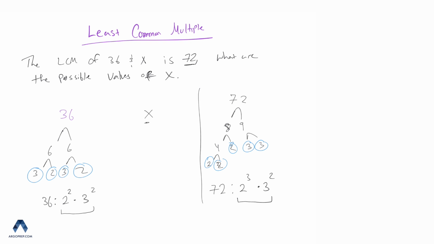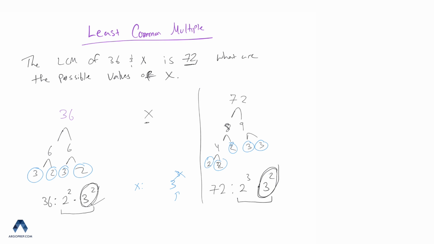So over here, I have 3 to the second, right? And my number 36 happens to have 3 to the second, which is great. What does that tell you about x? Can x possibly have 3 to the third power? Of course not, because if it had 3 to the third power, we would actually have 3 to the third power in the least common multiple. That's not possible. You can't have 3 to the third power.